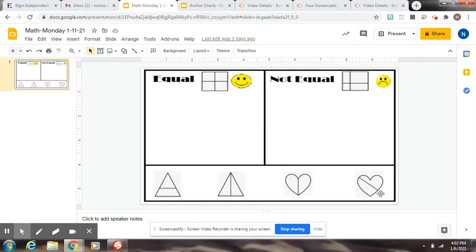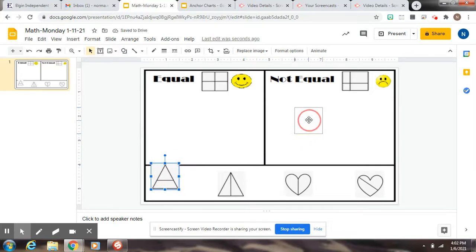So this is where equal will go, and this side is where not equal will go. And these are the shapes you're going to be moving. So you need to pay attention. You need to look at them and look at both sides. So this one's divided right here. So these are the two pieces. Do they look the same? Does one have more than the other? Well, this one may look like it's a little bit longer, and this one looks a little bit taller, but they don't look the same size. So is that going to be equal or not equal? What do you think? It's going to be not equal because they're not the same size.